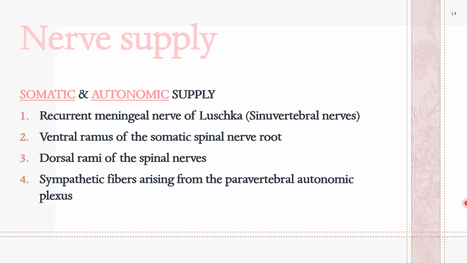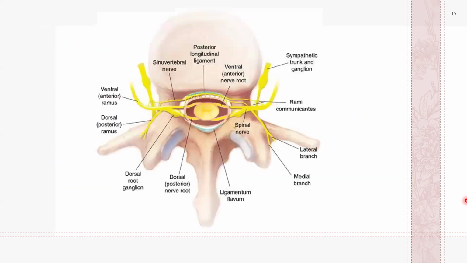Nerve supply is somatic and autonomic, from the recurrent meningeal nerve of Luschka, which is also the sinuvertebral nerve, the ventral ramus, the dorsal ramus, and sympathetic fibers arising from the paravertebral autonomic plexus. This image shows us the sinuvertebral nerve or the recurrent meningeal nerve of Luschka, the ventral rami, dorsal rami, and the sympathetic fibers arising from the paravertebral autonomic plexus.